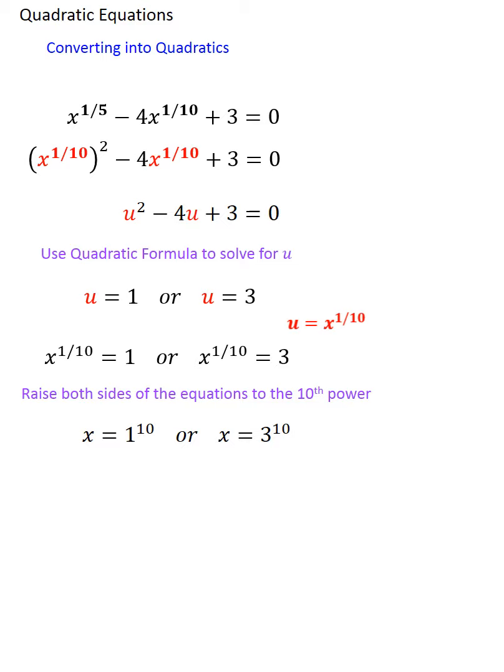And now I can simplify each of these answers. 1 to the 10th power is 1, and 3 to the 10th power worked out to be 59,049.